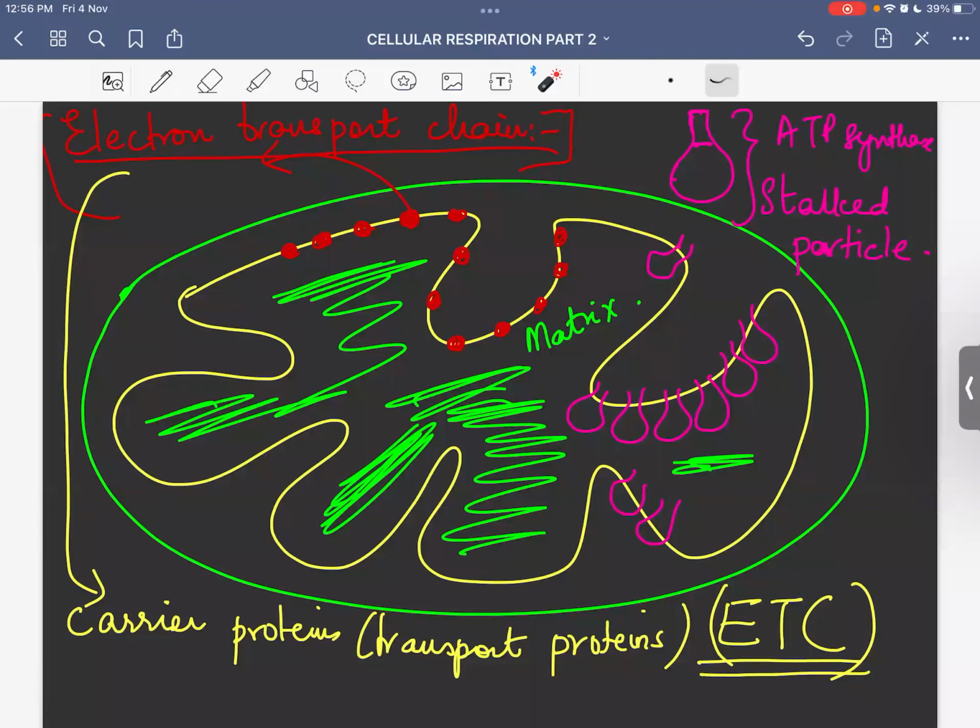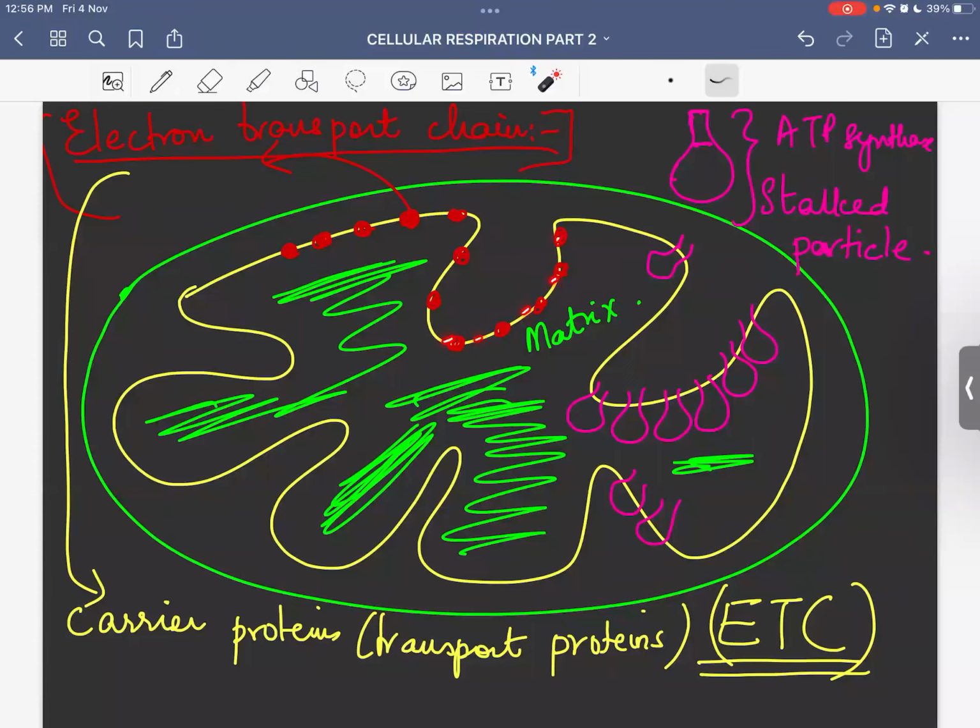What is found on the inner membrane? What do you find on the inner membrane? ATP synthase का stalked particle. And what else? What is this? Electron transport chain. These are carrier molecules, right? Carrier proteins, right? ठीक है. अब इसको याद रखना जरूरी है, otherwise you will not understand.